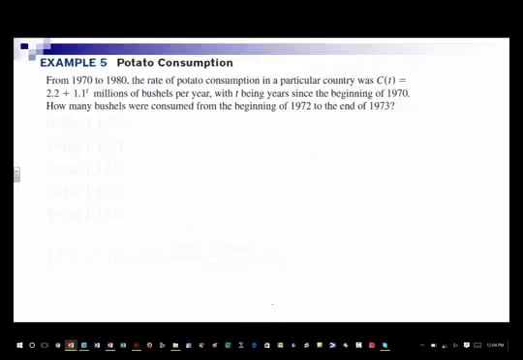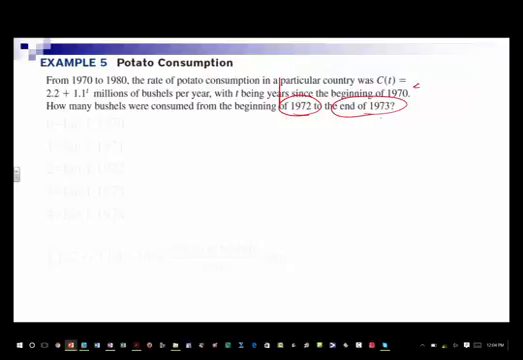Okay, here's our last example for this particular part of the lecture. Let's say we know that the rate of potato consumption in a particular country was 2.2 times 1.1 to the t bushels per year, where t is being measured in years since the beginning of 1970. How many bushels were consumed from the beginning of 72 to the end of 73?